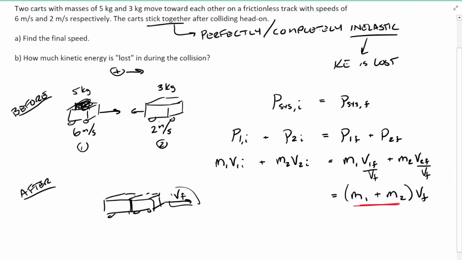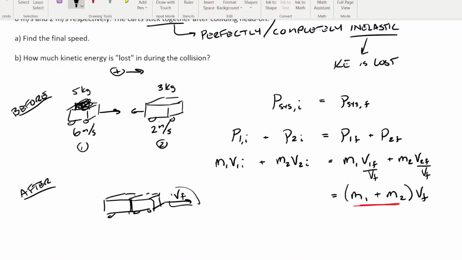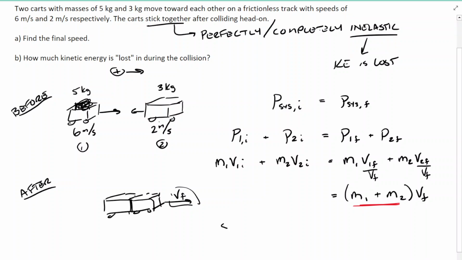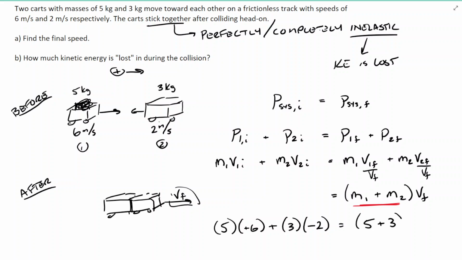You add them up. All right, so at this point now, we can start plugging in some numbers, right? We've got a basic equation. M1 is 5 kilograms, moving to the right at 6 meters per second. Anytime you write a velocity, put the sign with it, just to be careful. Plus the second mass, 3 kilograms, moving to the left at 2, right? And again, there's that negative sign. And that has to be equal to the combined masses, 5 kilograms plus 3 kilograms, moving at some final velocity.